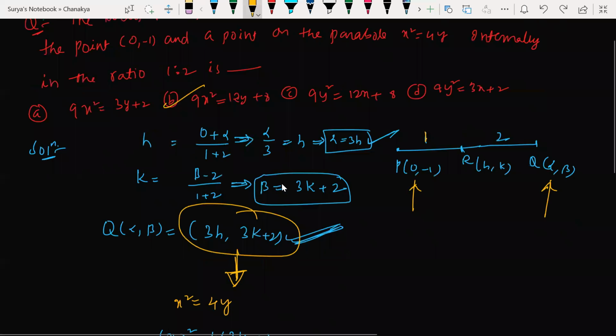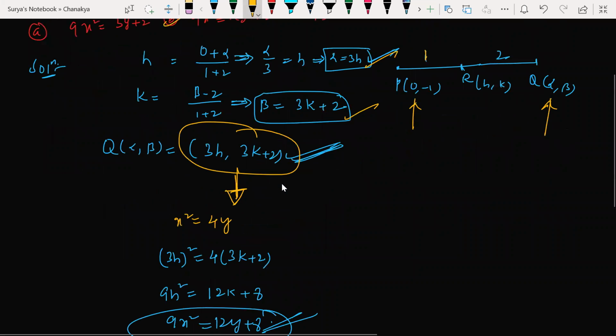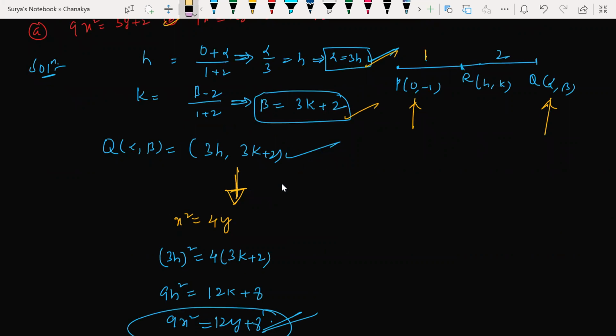For finding h comma k, what I have to do? I'm using the internal division formula. So alpha beta I got from there. So 3h comma 3k plus 2. This is what I got. And we know that this point is lying on the parabola.